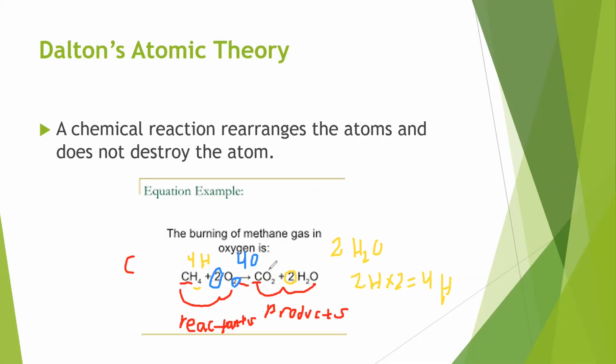And then on the right, we have 1 molecule of CO2, so there's 2 oxygen here. And then we have 2 molecules of H2O. So there's 1 oxygen in each molecule of H2O, and we have 2 molecules of H2O, so we have 2 oxygens here. So we have 2 plus 2 equals 4. So we've basically seen that we have the same number of each atom on the left and the right of the arrow. So Dalton's last theory says the atoms are not destroyed.